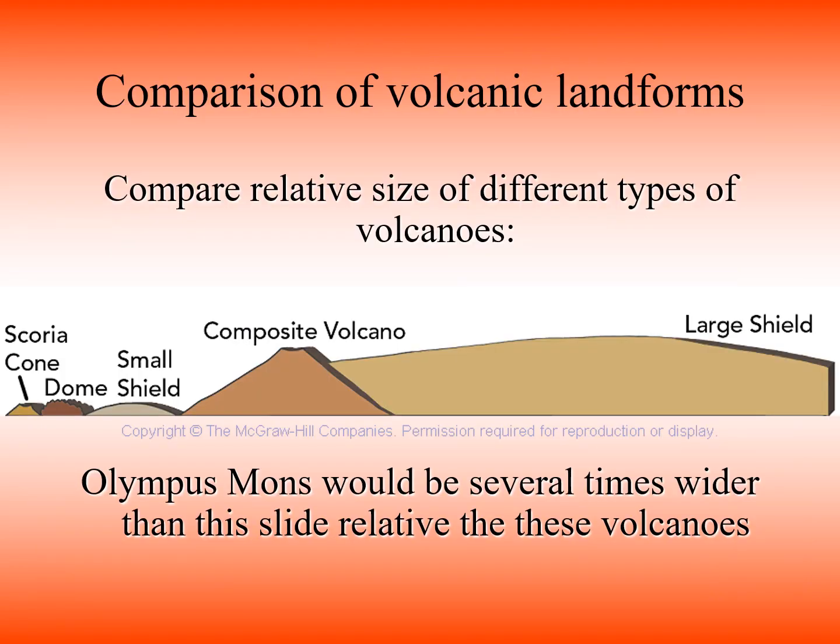So here's a relative size comparison. Here's a large shield volcano like the Hawaiian Islands. And here's what a composite volcano or stratovolcano would look like compared to that. So steeper, has a central vent exposed at the top. Then we can get smaller shield volcanoes. We can get volcanic domes, and then we can get cinder cones or scoria cones, and those are the smallest. And then remember we talked about Olympus Mons on Mars.